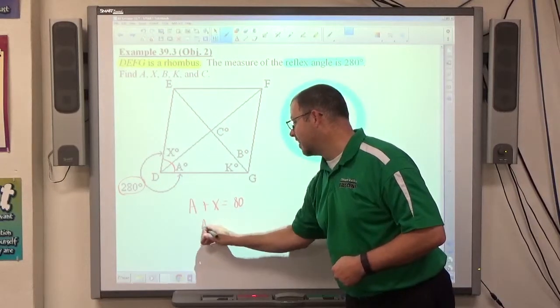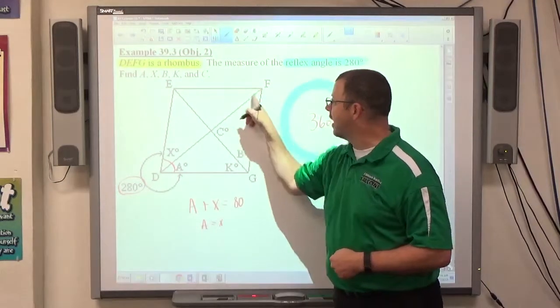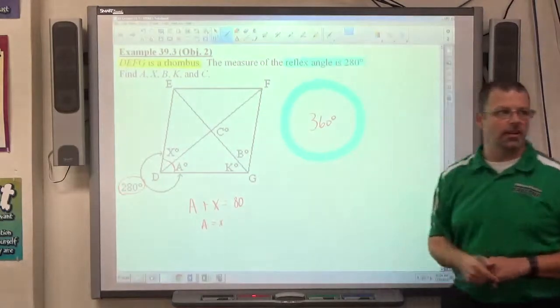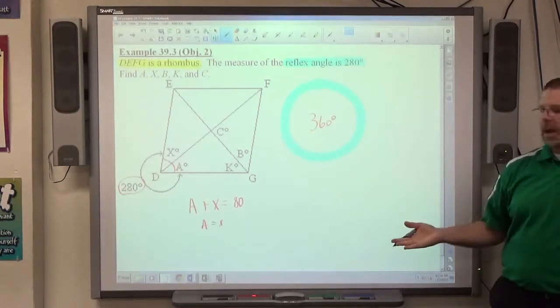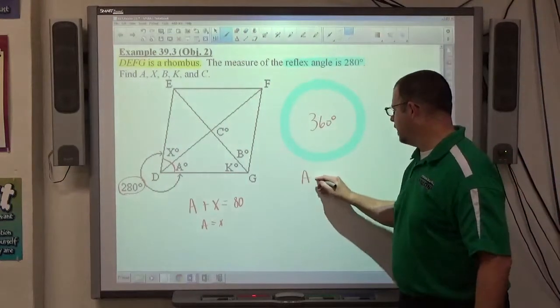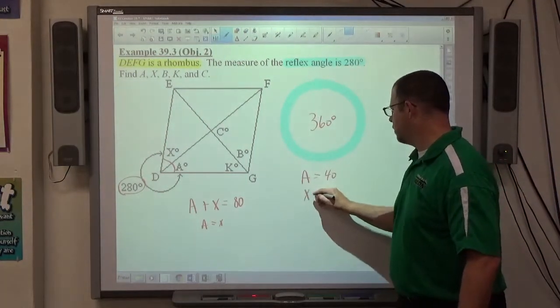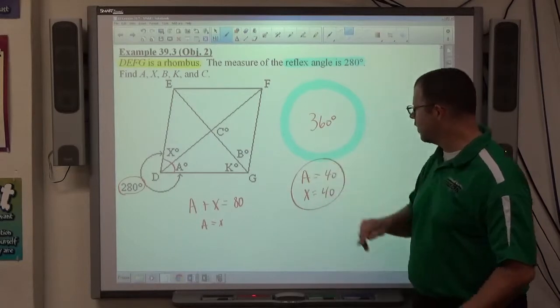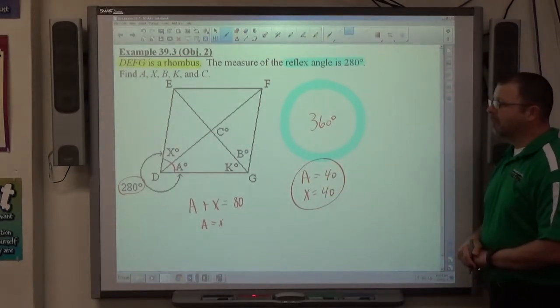But I also know that A is equal to X because this is a rhombus and that DF bisects that angle, cuts it in half. So if A and X add up to 80 and they're equal to each other, what do they equal? 40. A equals 40, X equals 40. All right, there's A and X taken care of. Now I'll move on to B and K.